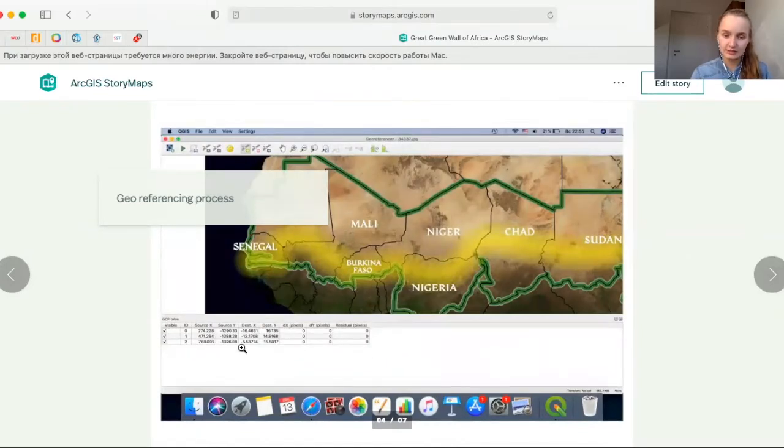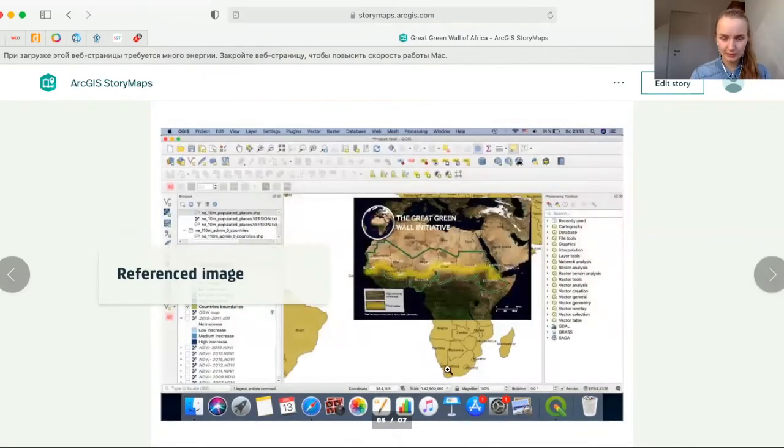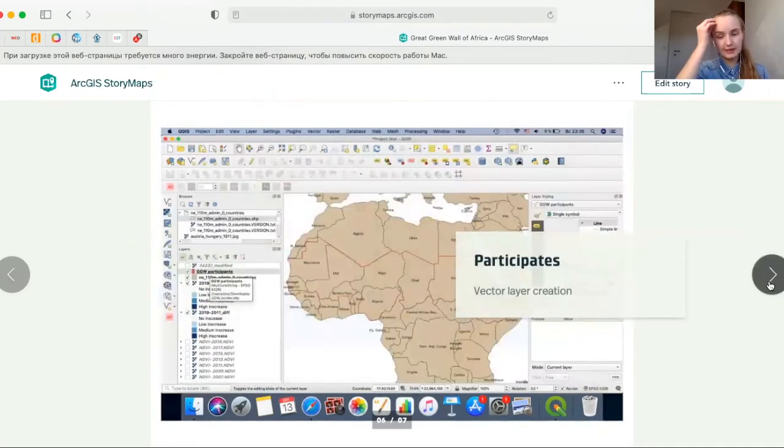I used the Georeferencer in QGIS, and because Africa's borders are really good for georeferencing, it's so easy to do. And here is the result of my georeferenced image. After that, I created two vector layers. One of them is participants. This red line shows this project's participants, a few countries. It's not so obvious now, but I will continue to work on it later.